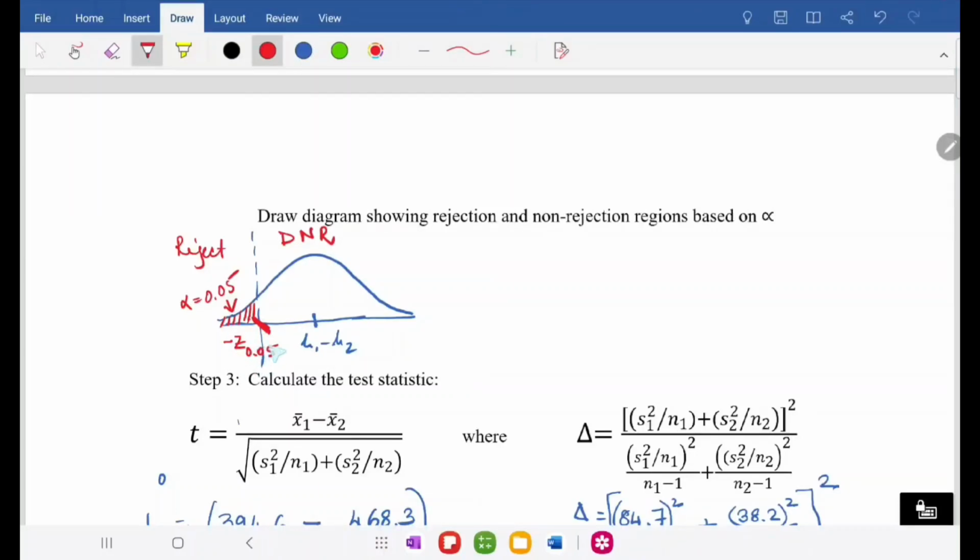This is not a z distribution. This is a t distribution. So make sure you don't make that mistake. Let me correct that. It's going to be negative t of 0.05. All right, negative t of 0.05. Again, I apologize for that error.